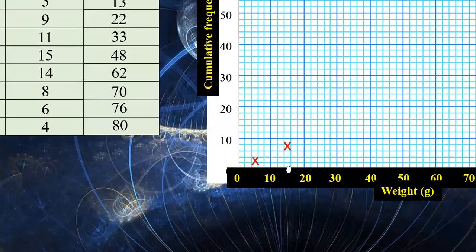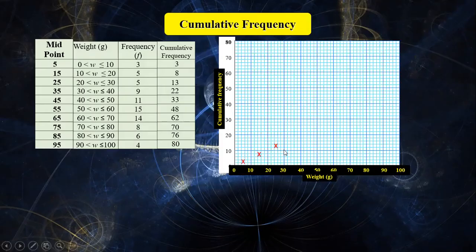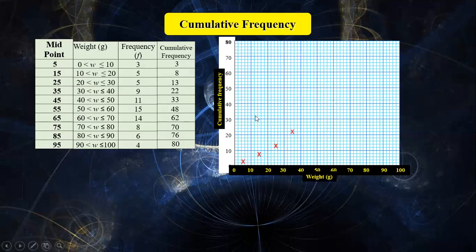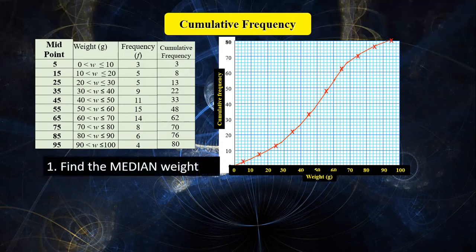When it is 15, just between, it's supposed to be exactly on 8, right? Sometimes it could be off, but it shouldn't be off by much. Similarly, when it is 25, it's 13, etc. And then what you should do is draw a nice smooth curve going throughout all the points. And sometimes CSEC will ask you questions like this.